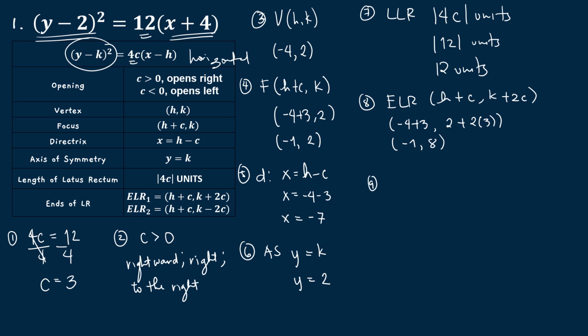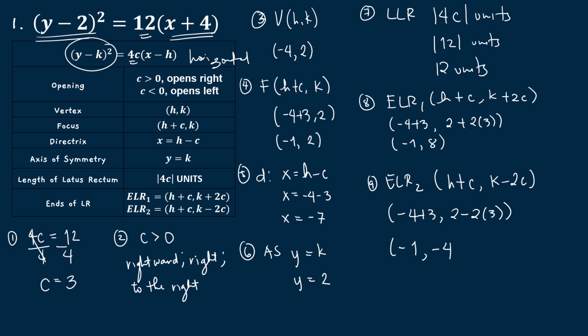Then for number 9, ELR2, same concept, but this time it's h plus c, comma, k minus 2c. So copy the solution on the ELR1, just change into minus. So negative 4 plus 3, 2 minus 2 times 3. So that would be negative 4 plus 3, that would be negative 1, comma, 2 times 3, 6, 2 minus 6 is negative 4. So that's the solution for our table number 1.